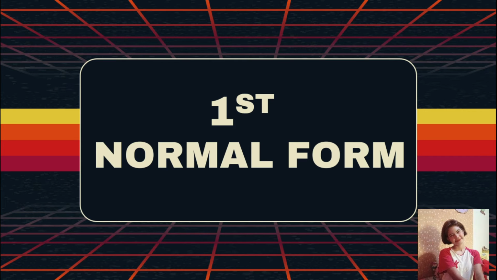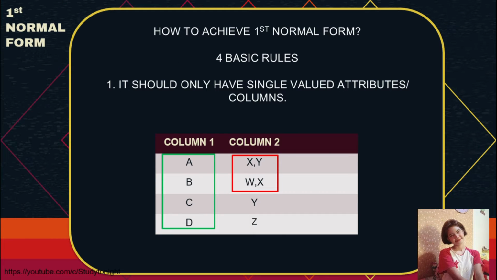So let's start with the first normal form. How to achieve first normal form? There are four basic rules to achieve the first normal form. By the way, first normal form is more like step 1 of the normalization process. First rule, it should only have single-valued attributes or columns, meaning they shouldn't contain multiple values.